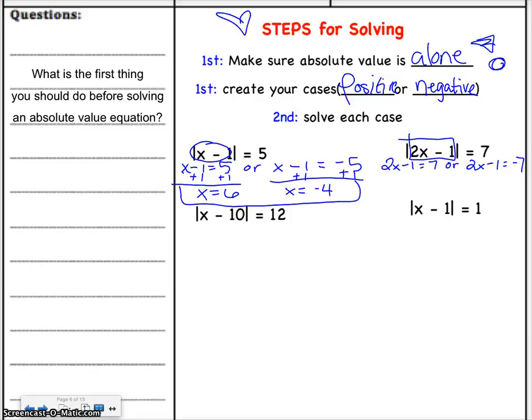Then you're going to plus 1. Then you get 2x is 8, x is 4. And then you solve that other case. Or plus 1, 2x is negative 6, x is negative 3. And I solved my cases. Okay, so this is incredibly different.